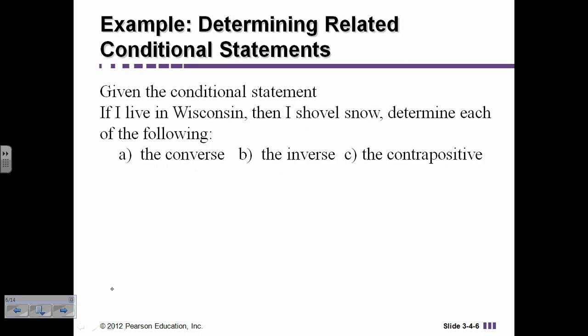So let's look at this example. The part of the statement that says, I live in Wisconsin, is the P statement. That's your antecedent. The Q statement is, I shovel snow. That's your consequent. So for the converse, we want to switch the P and the Q. So if we switch the P and the Q, you would have the statement, if I shovel snow, then I live in Wisconsin.